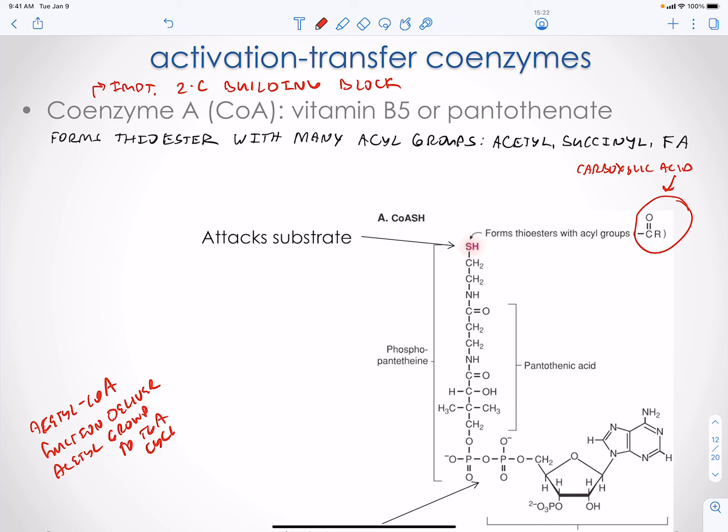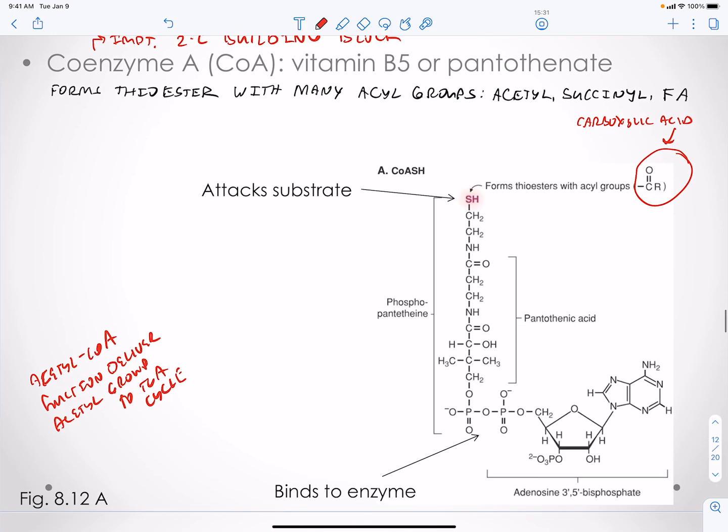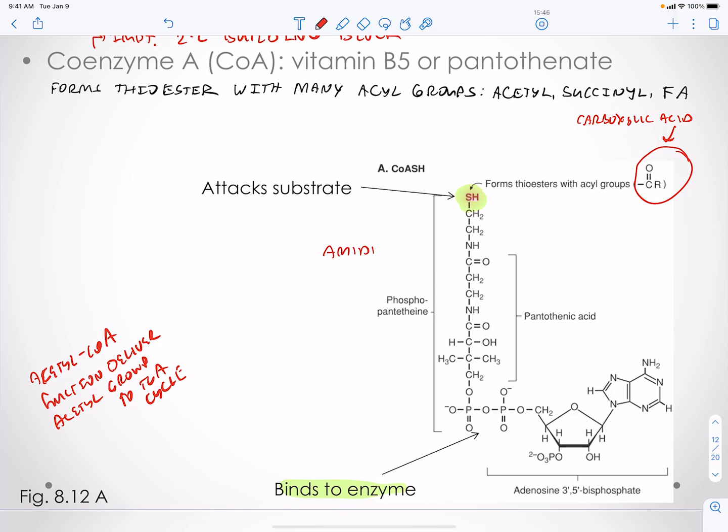And this, of course, will make energy. Now, if you look at what's going on here, let me raise this a little bit. You have this region which is going to bind to the enzyme. And then you have this thiol group again, which is going to bind to the acyl group. Within this molecule, you also have an amide link, which is here.